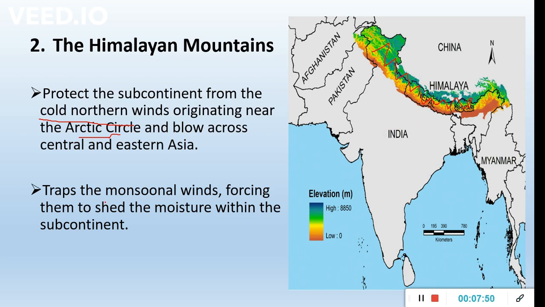Now, also it traps the monsoonal winds. It actually bifurcates the northern Himalayas, the Himalayan mountains. It bifurcates our Bay of Bengal Sea branch into two parts. One gets deflected towards the northern plains and the other gets deflected towards the northeast. So basically, it also traps the monsoonal winds and it forces them to shed the moisture within the subcontinent.